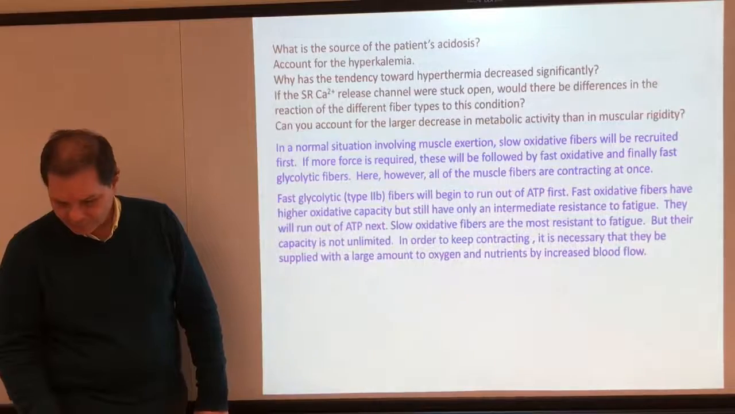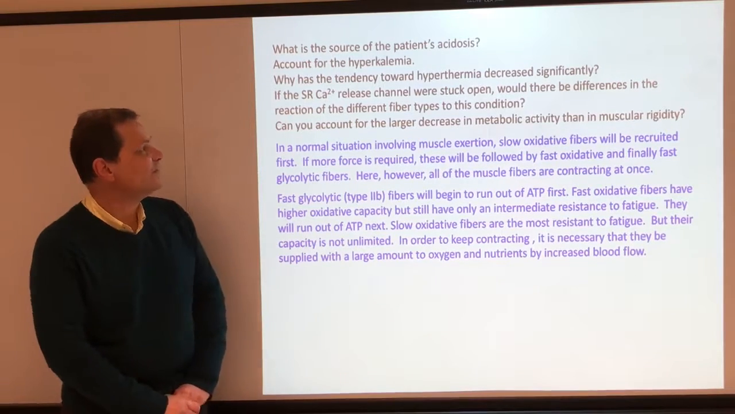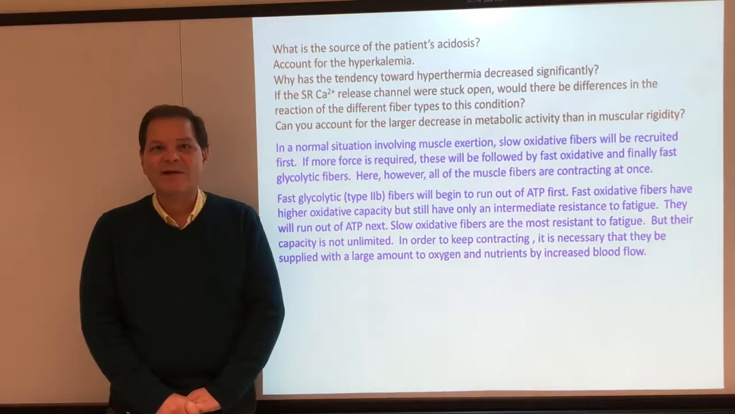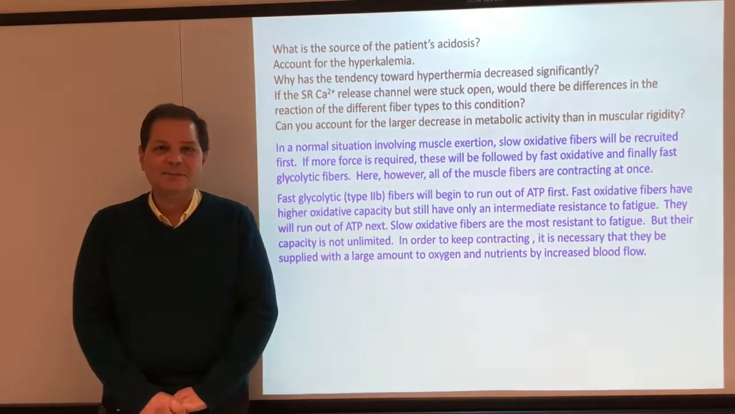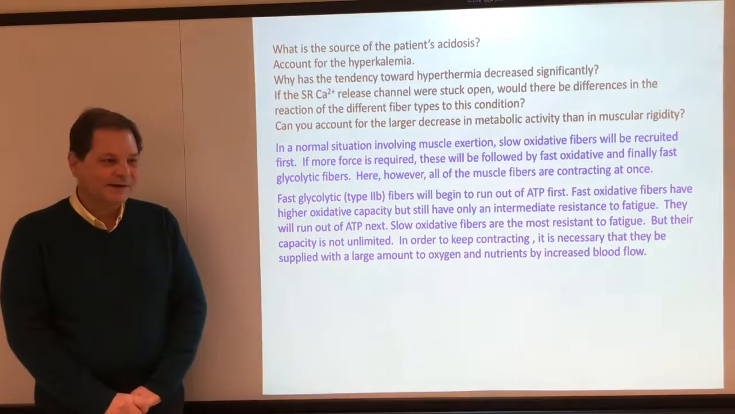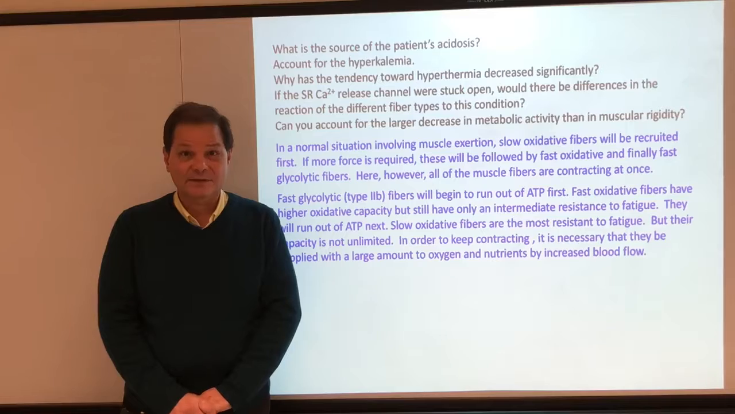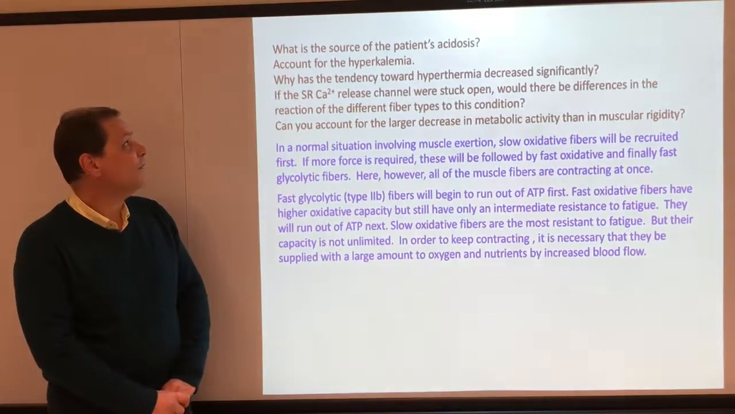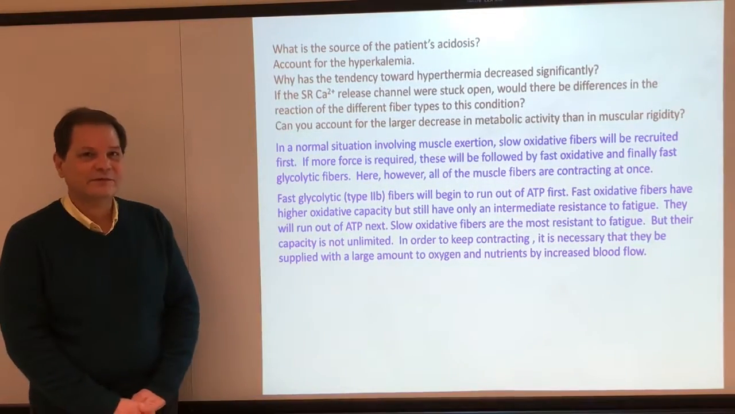All right. So we have another series of questions here. What is the source of the patient's acidosis? We have this muscle contracting like crazy. It's eating up ATP. Glycolysis can't keep up with it. Oxidative phosphorylation can't keep up with it, in part because the blood vessels in the area are probably being squeezed. Besides that, you're still using ATP faster than you can make it. So you're generating a lot of lactic acid, and that's the source of the acidosis.